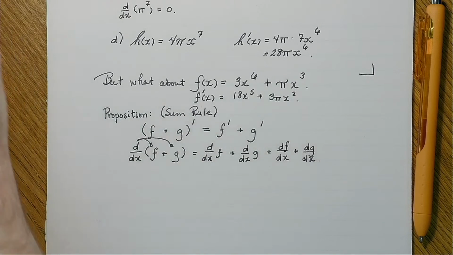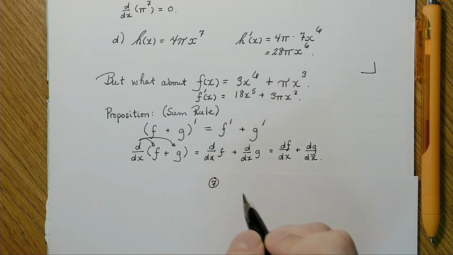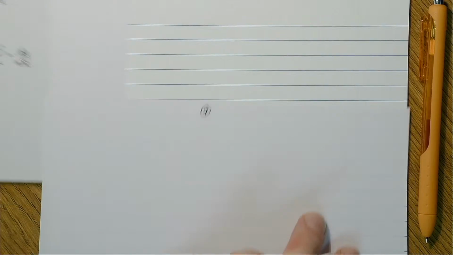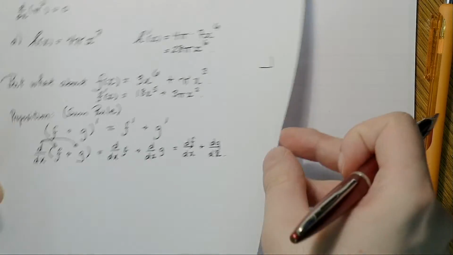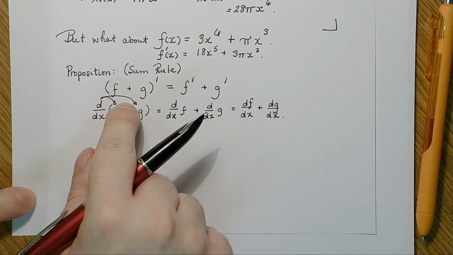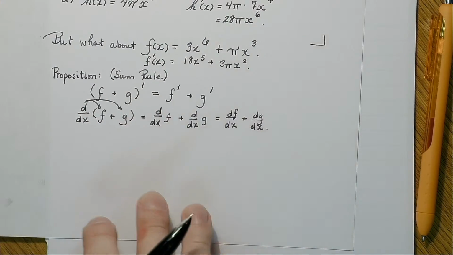And let's prove it. So that's what we're going to prove. We're going to prove that the derivative of the sum is equal to the sum of the derivatives.